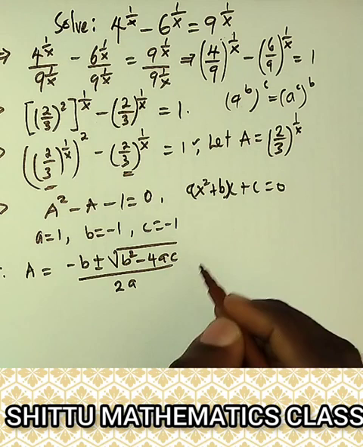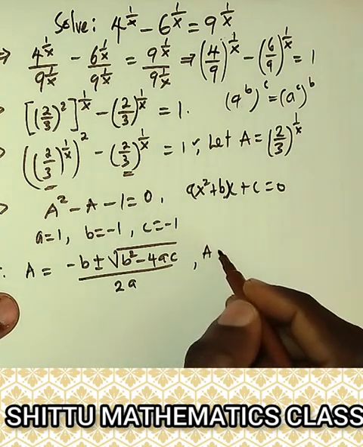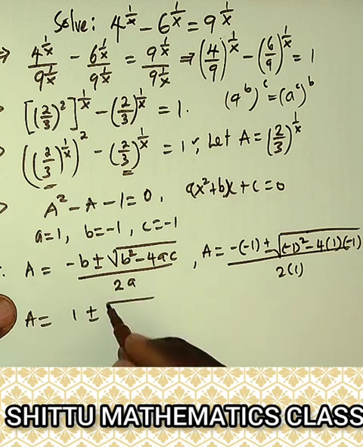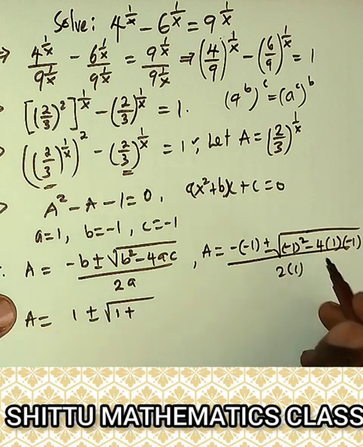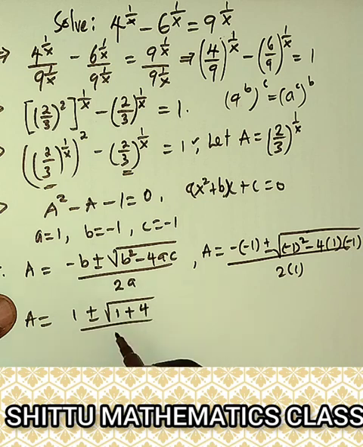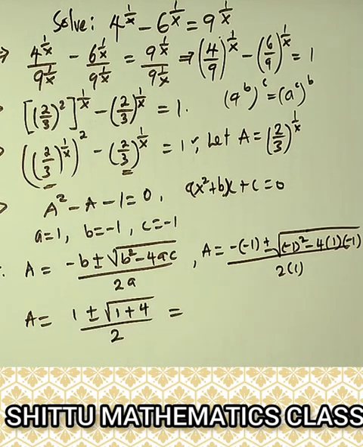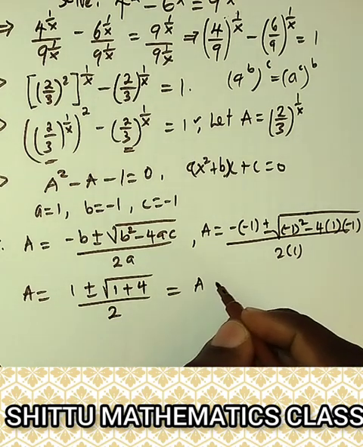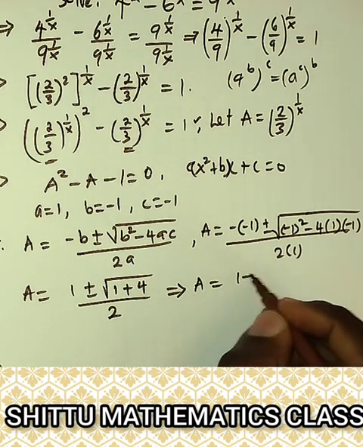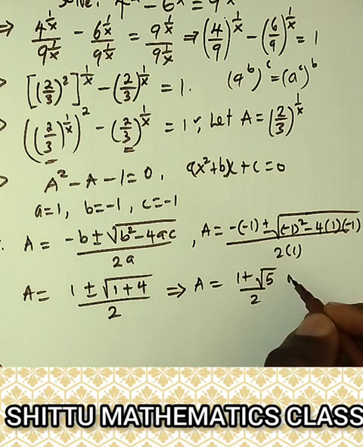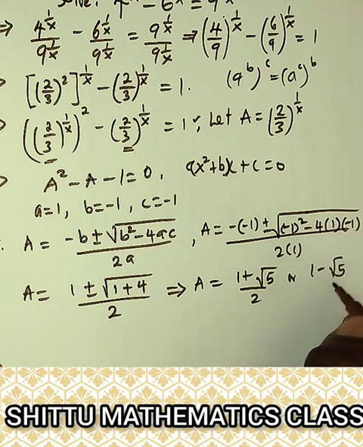Now from here, we see that a is going to be equal to 1 plus all of this. We have minus 1 squared, which gives us 1, plus minus 4 times this, which gives us plus 4, then divided by 2 here. So we have the two values of a: a equals 1 plus root 5 over 2, or 1 minus root 5 over 2.